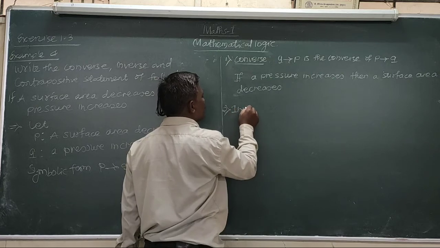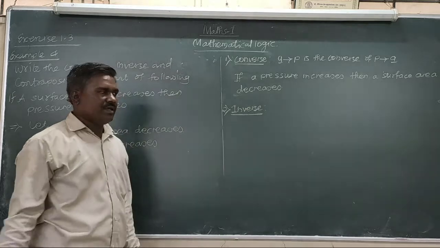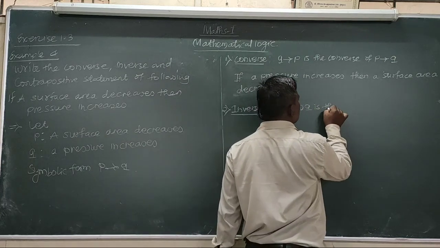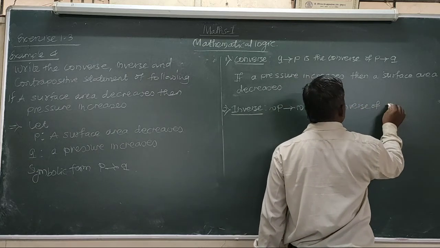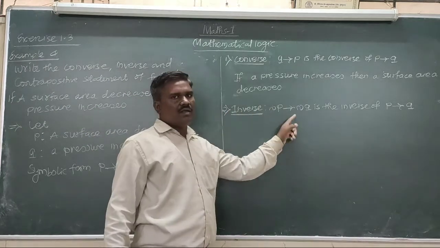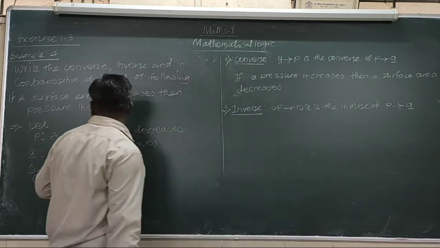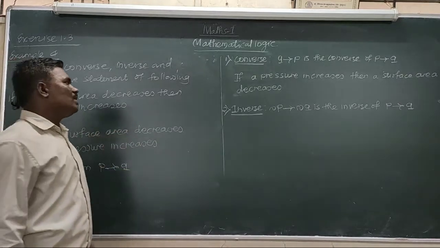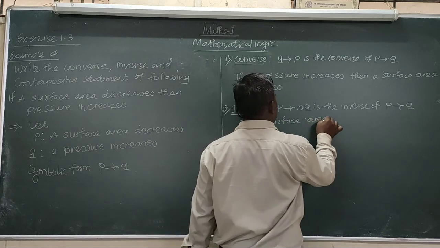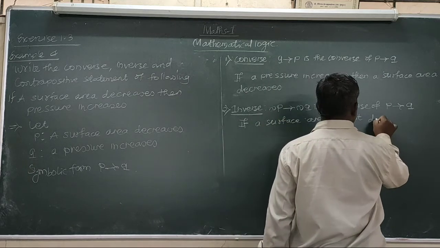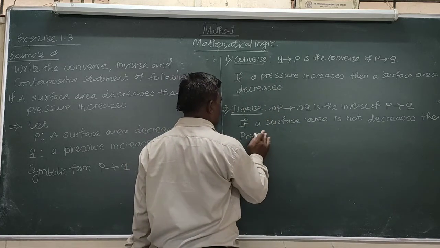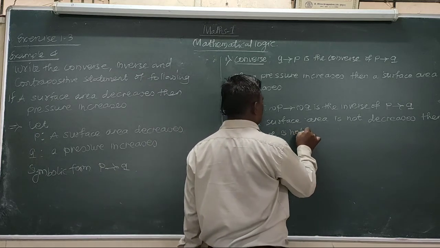Second, the inverse. The inverse is negation of P implies negation of Q, the inverse of P implies Q. In the given form P implies Q, we only put negation, and then we call it the inverse. The statement is kept as it is, and we only use not in both places. Therefore: if a surface area is not decreases, then pressure is not increases.